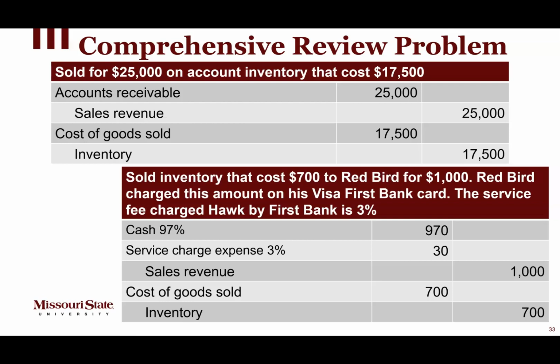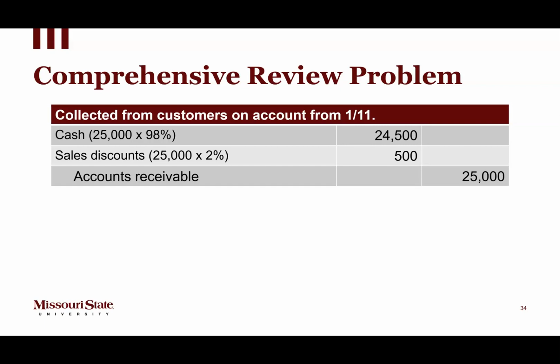Okay. We're going to credit sales revenue for the full amount because we're going to recognize that full $1,000 as revenue, right? And again, we're just going to make a perpetual entry here. This is the cost of goods sold debited for $700 to increase the expense and $700 credited to inventory to decrease that asset.